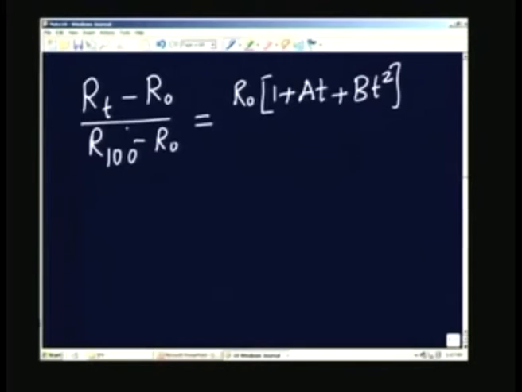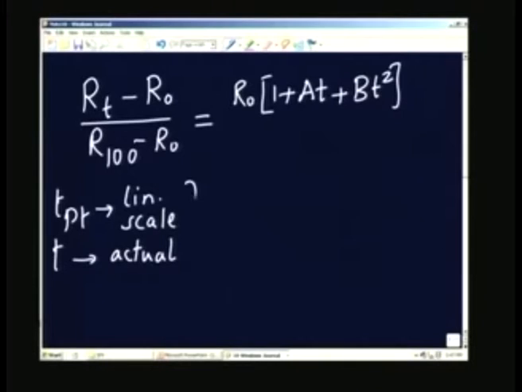So, when I say T_PT, this is the platinum resistance temperature. T is the actual temperature, and this is the temperature according to the linear scale: (R_t minus R naught) divided by R100.